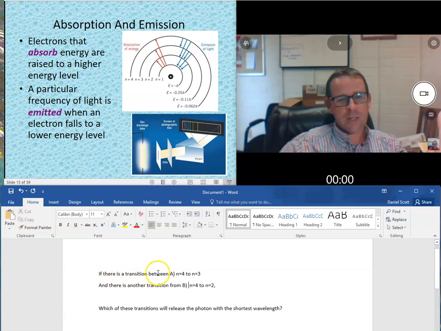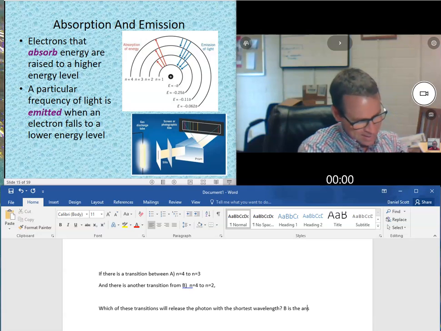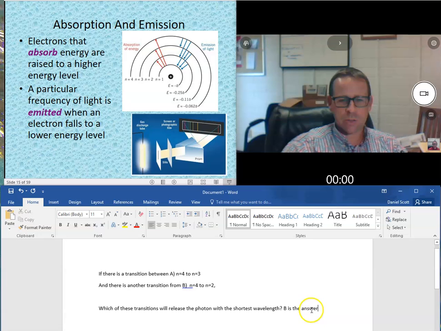If there's a transition A, the transition described in A, 4 to 3, and another transition B, 4 to 2, which of these transitions will release the photon with the shortest wavelength? What did you guys decide? A or B? I think B. We talked about A, but it feels like that's the obvious one, so I feel like it's wrong. B is the answer in terms of the shortest wavelength.